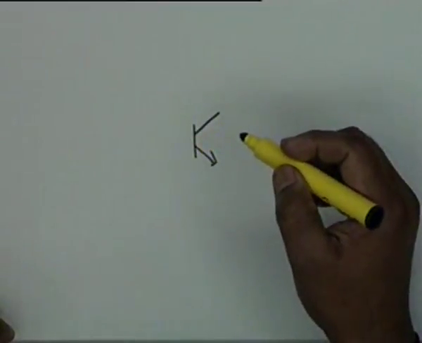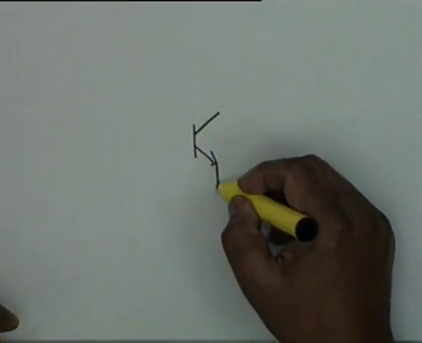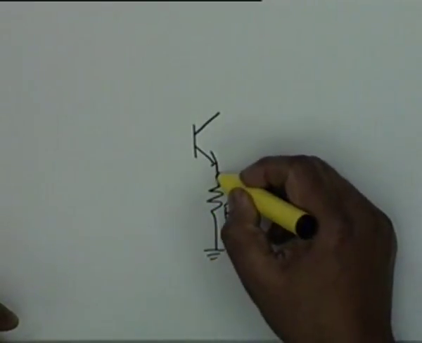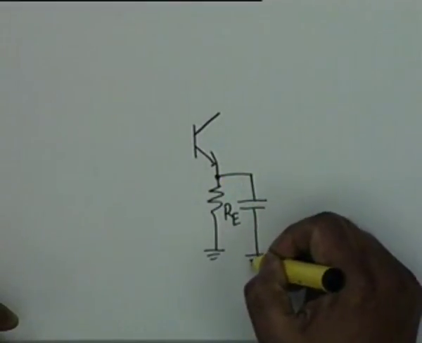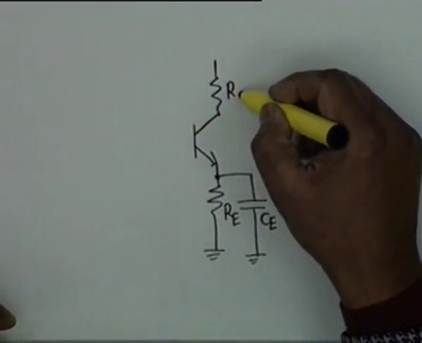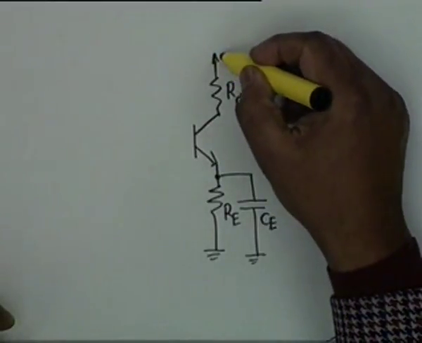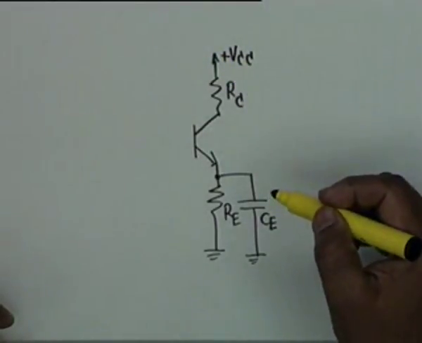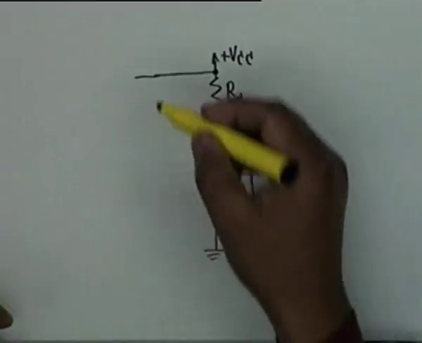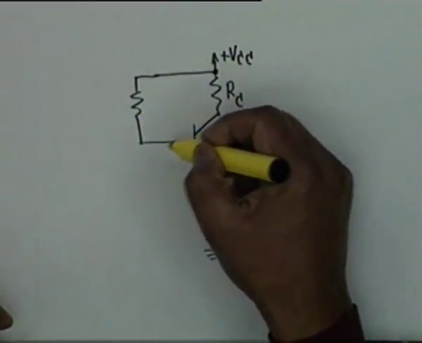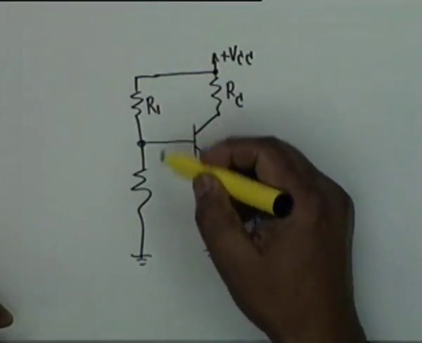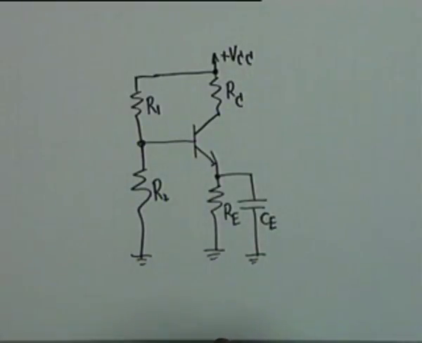A common emitter BJT amplifier, a typical circuit is this: you have an RE, and RE is usually bypassed to ground by a capacitor CE. The collector is connected to a resistance R sub C, collector resistance, that goes to a power supply plus VCC, and the base current is provided from the same supply with a potential divider of two resistances. Traditionally we call this resistance R1 and this resistance R2.